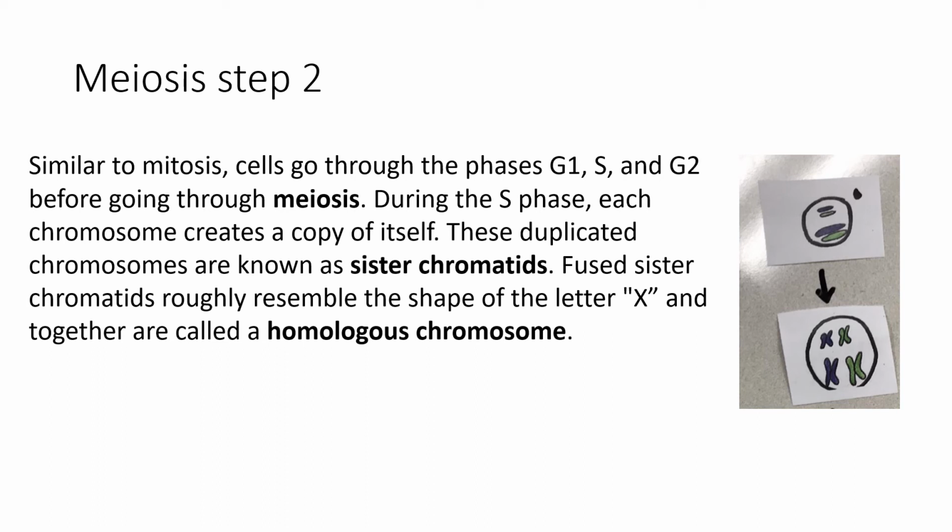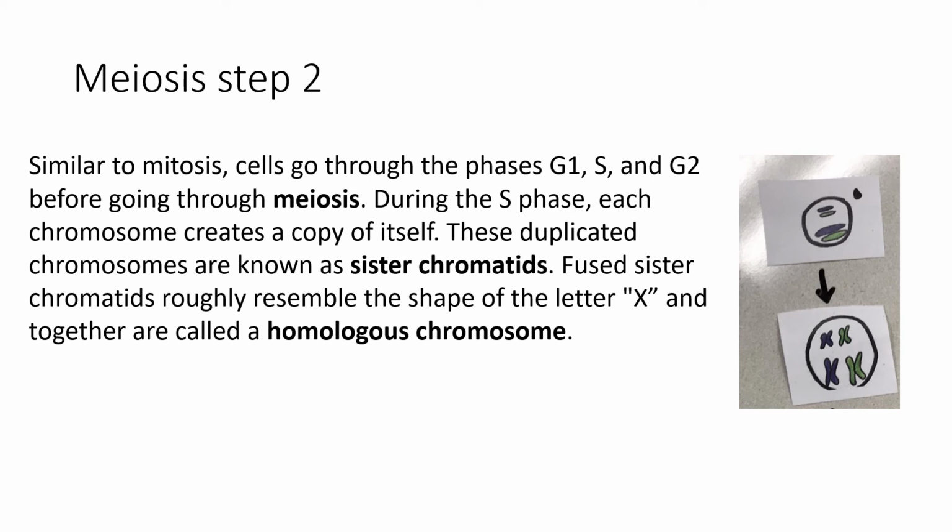We started out with 1 small blue one, now we have 2 small blue ones that make an X. We started out with 1 small green one from mom, now we have 2 small green ones from mom that make an X. We started out with 1 large blue one from dad, now we have 2 large blue chromosomes from dad that make an X. We started out with 1 large green chromosome from mom, now we have 2 large green chromosomes from mom that make an X. So we would say that we have a total of 8 chromosomes in this cell. All we've done is doubled our DNA.